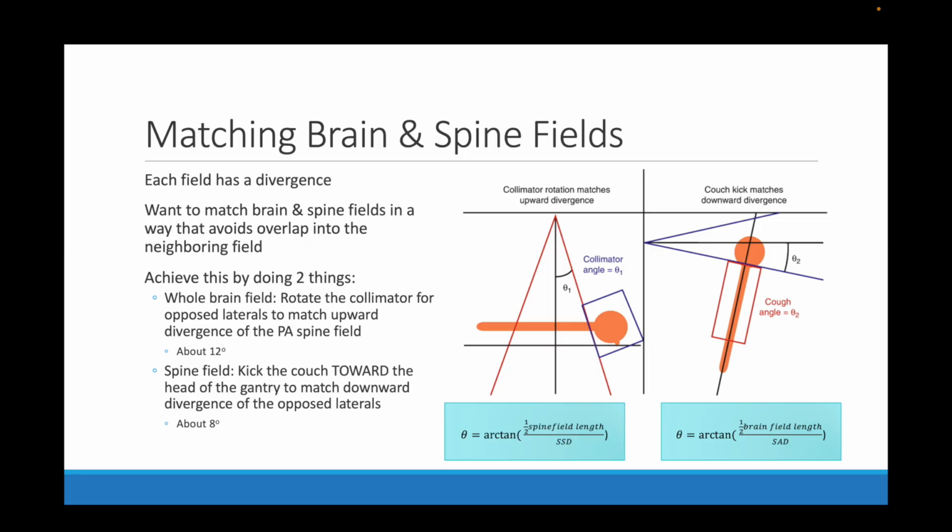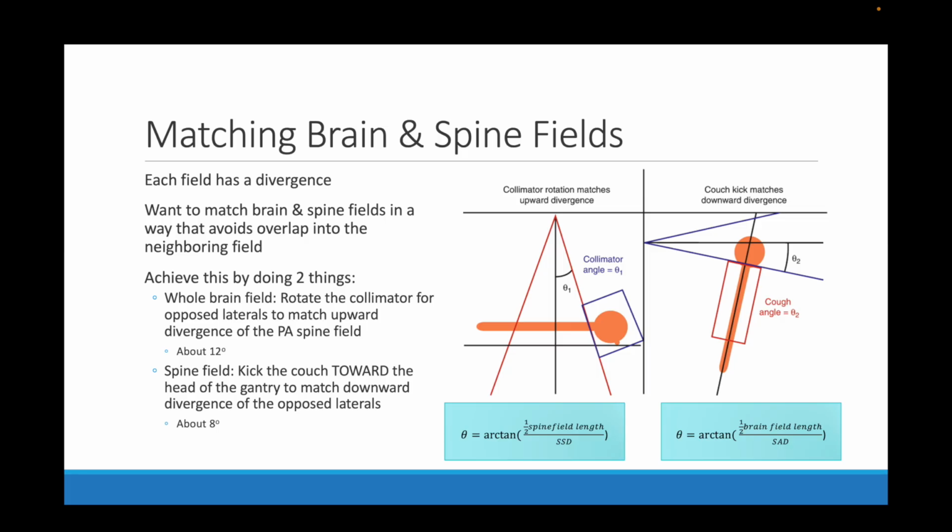So the formula is basically the angle equals the arctan of half of something divided by either the SSD or the SAD. So it's different depending on what you're calculating. So when you're calculating the collimator rotation for the brain field, it's arctan of half the spine field length divided by SSD. And then when you're calculating the couch kick for the spine field, it's arctan of half the brain field length divided by the SAD. Now, these formulas are very complicated, and I don't have a good explanation for why they are the way they are.